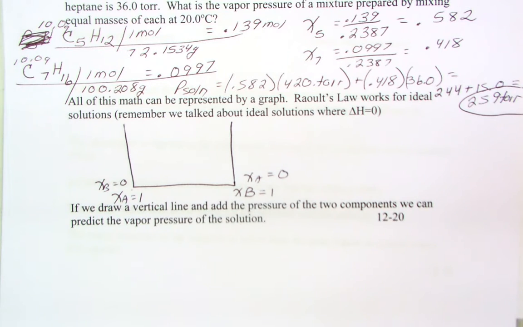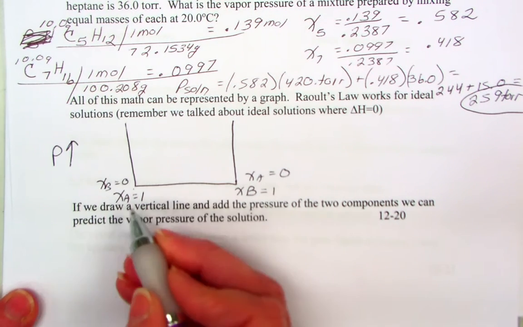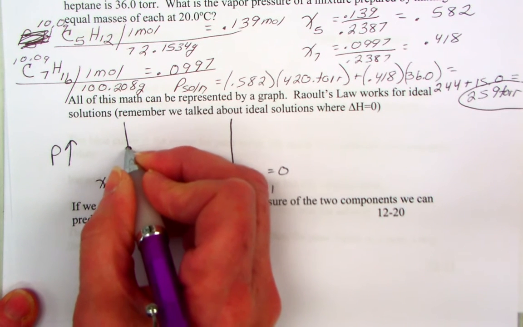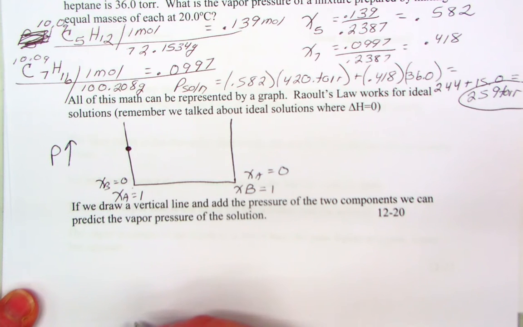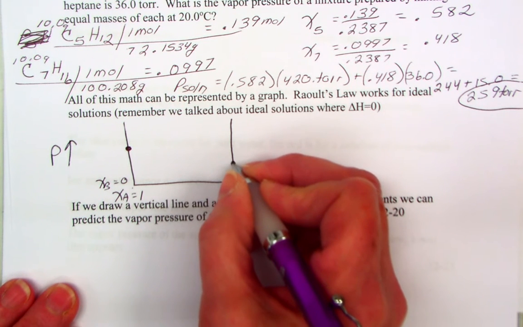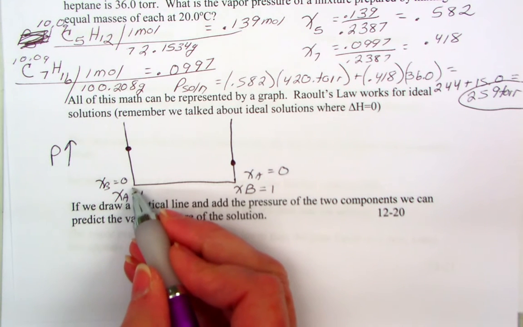So when I look at this, if I'm looking at the pressure on the y-axis, when I have pure A, A has some vapor pressure. So this is the pressure of pure A. Over here, pure B has some pressure. So when I look at this, what's the pressure of B over at this line? 0, because there is no B.